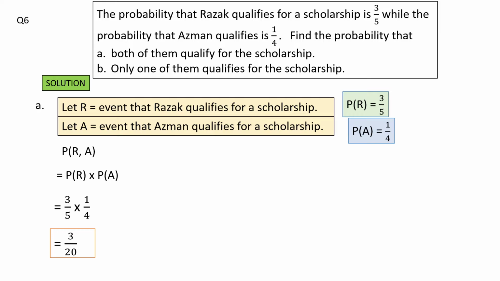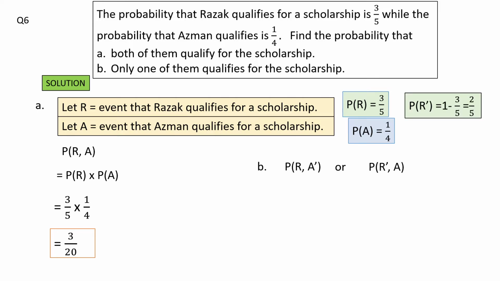For the second question, you are asked to find the probability that only one of them qualifies for the scholarship. So that will be Raza qualifies and Azman doesn't qualify for the scholarship, or Raza not qualified and Azman qualifies for the scholarship. So we have two possible outcomes.